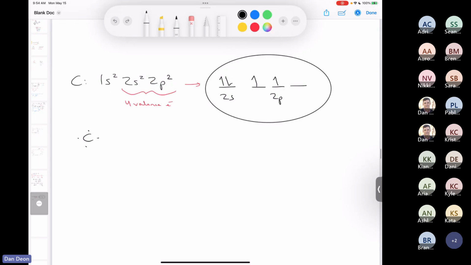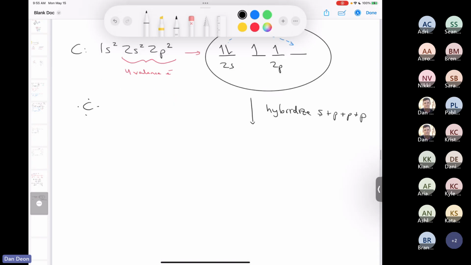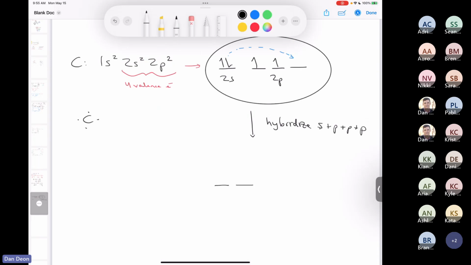Well, what we're going to do is we're going to take one of the 2s electrons and we're going to move it into one of the 2p orbitals. And we call that hybridizing. So we hybridize. And at the same time that we put that one electron from the 2s into the 2p, we're going to mix an s orbital and all three p orbitals, and we're going to make 4 degenerate orbitals, 1, 2, 3, 4, and we're going to call them sp3 orbitals. And now we're going to have 1, 2, 3, 4 unpaired electrons.